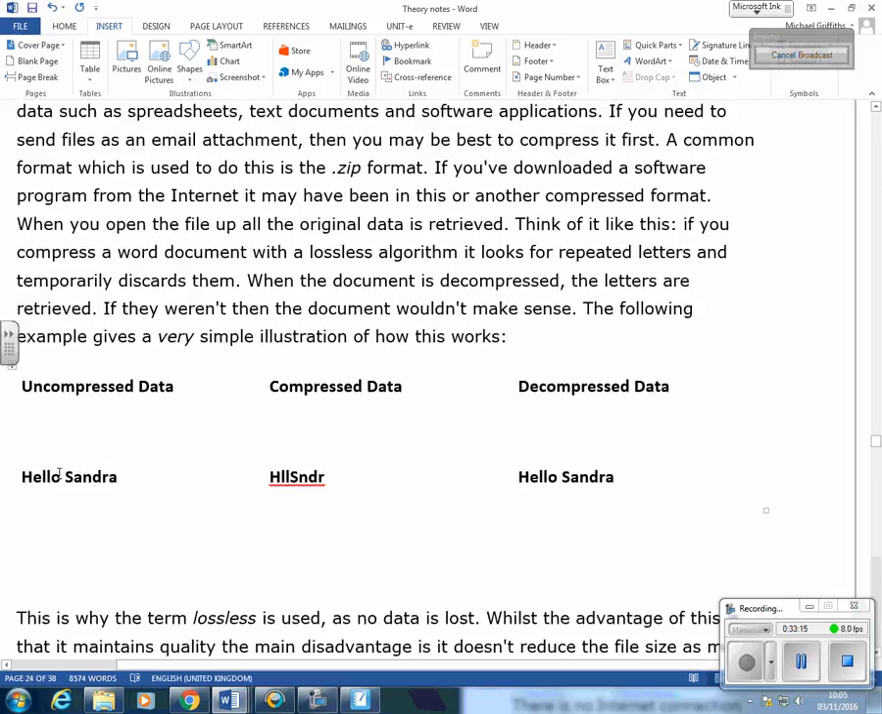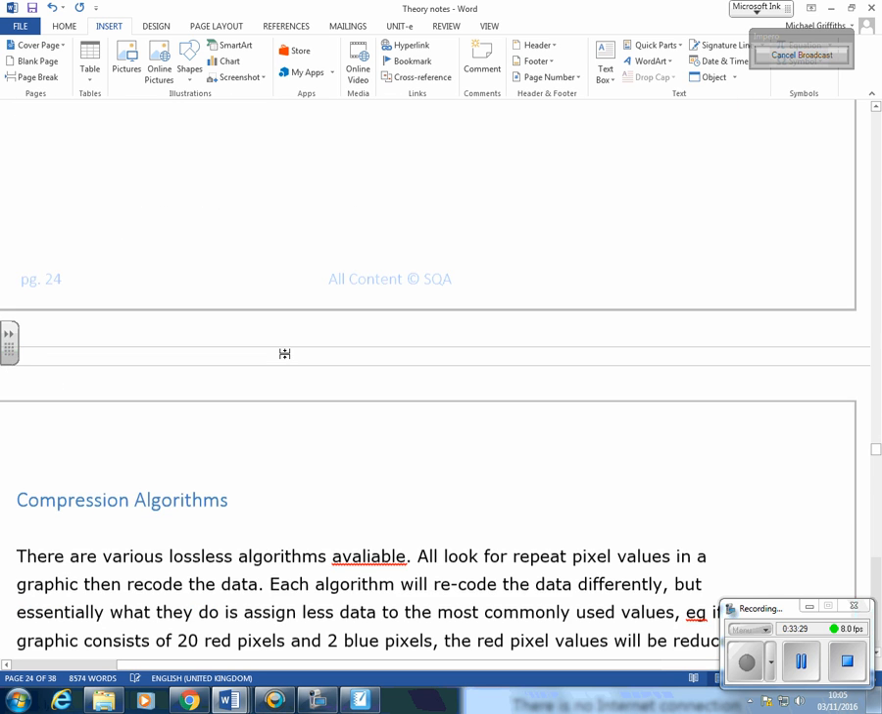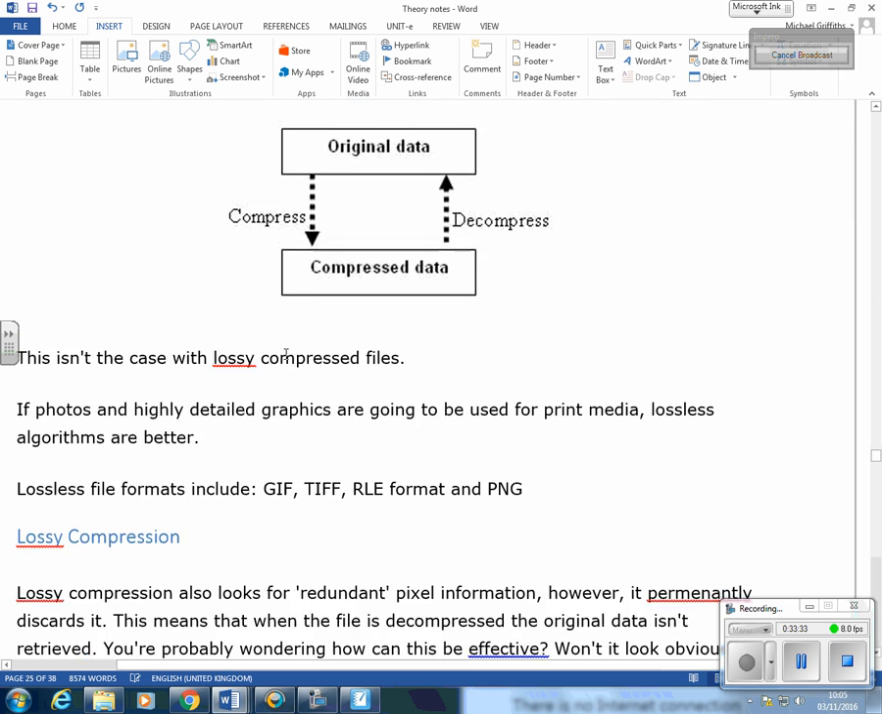There's a process of compressing text. Uncompressed data, hello Sandra. Compressed data, it's missed out the vowels, and decompressed brings the vowels back in. So no data's lost in there. Again, I've kind of spoken about that.